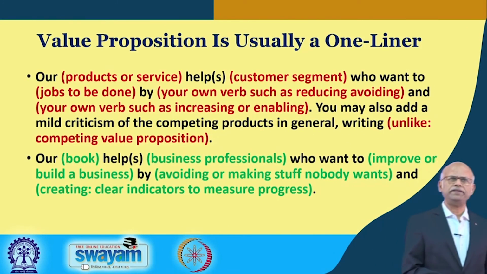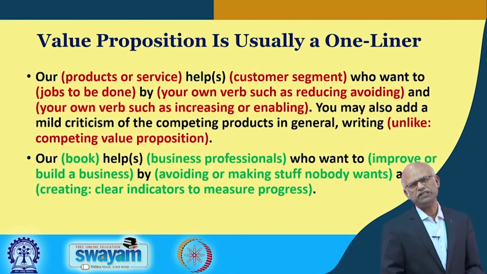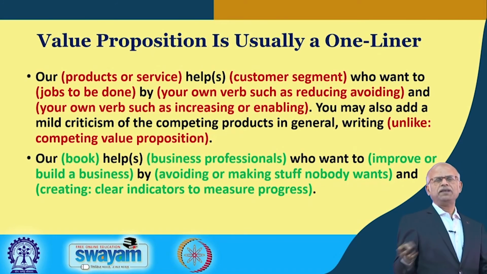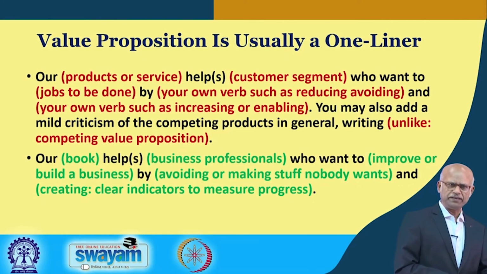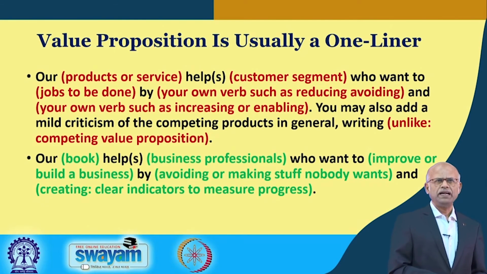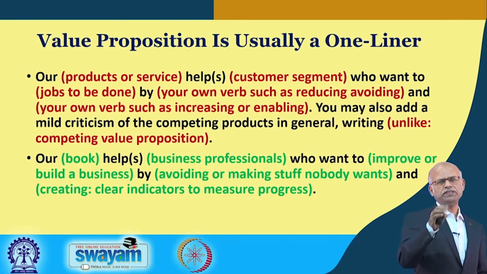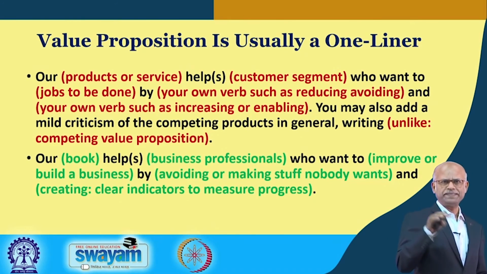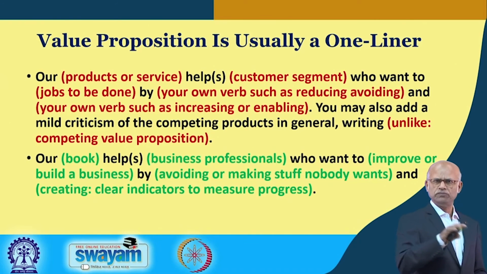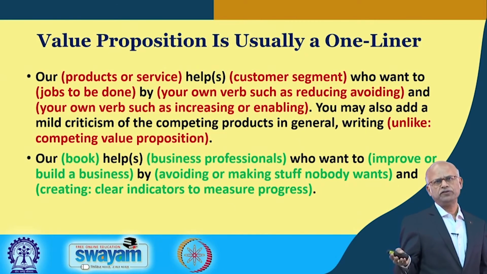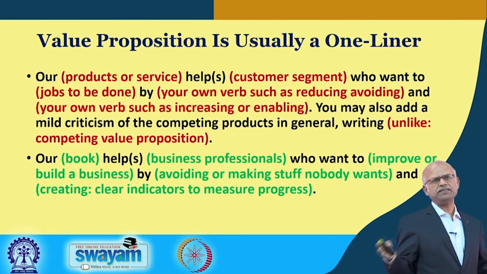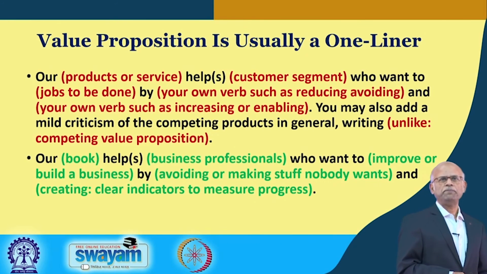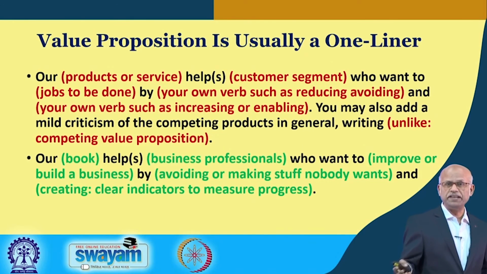So, here is the one-liner. This has also been suggested by Osterwalder, but the internet is full of one-liner value propositions. It is usually a one-liner with blank spaces. So you say, our dash helps dash who want to dash by so and so, and then you fill in the blanks, and you get your value proposition statement.